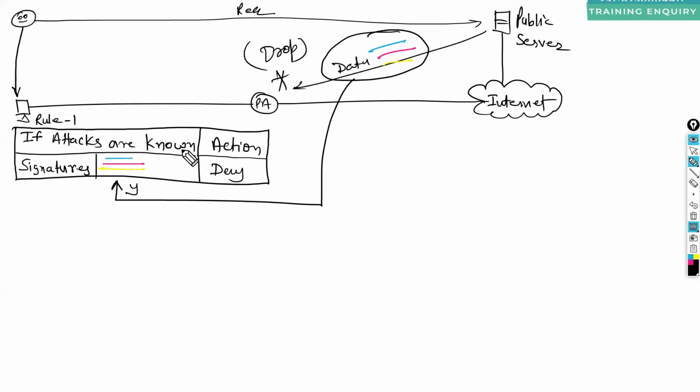Now, what will happen if the firewall is receiving an unknown attack? Okay, now we will simulate and understand what will happen if an unknown attack is coming. The data with the unknown attack will come to the firewall.